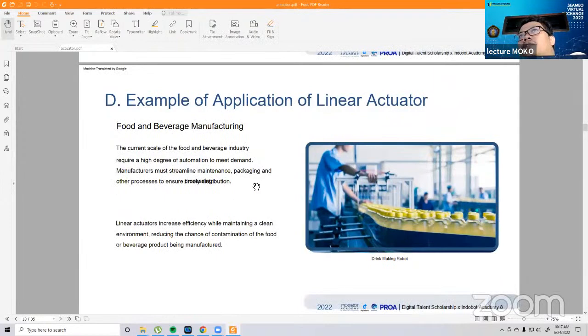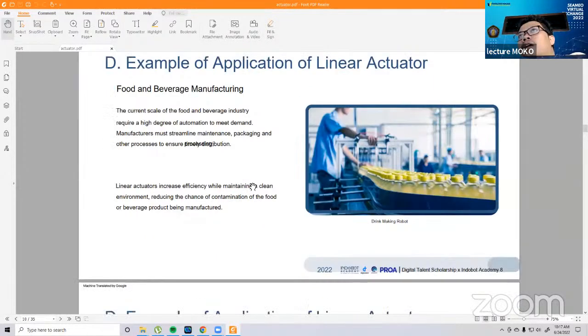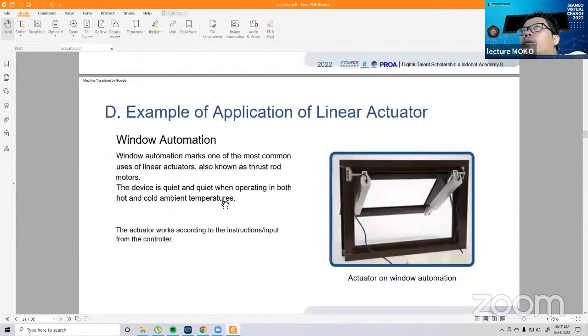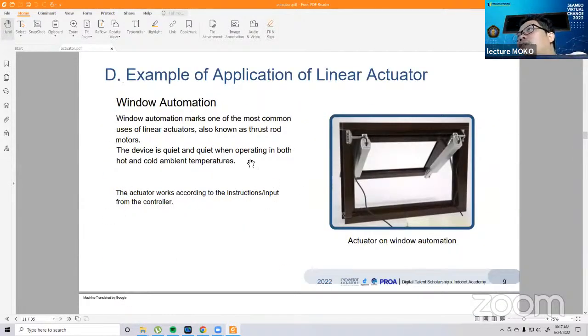For food and beverage also, we use the linear actuator for packaging and for other processes, for example, for filling the liquid to the bottle. We also use the linear actuator. We already talked about it before, it's about the linear actuator for window automation. It has similarities with the bus door system that we talked about before.